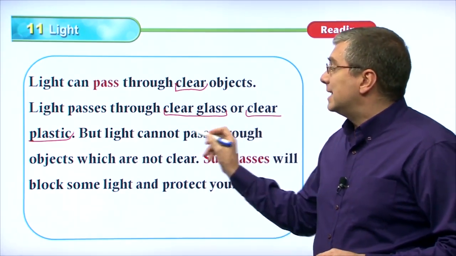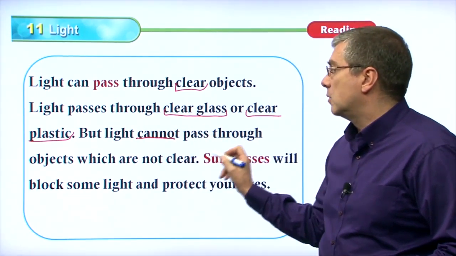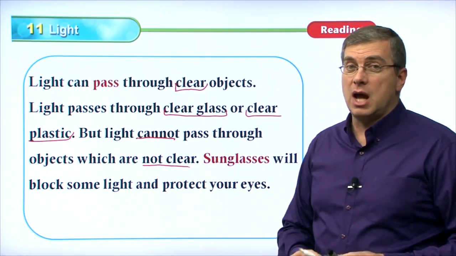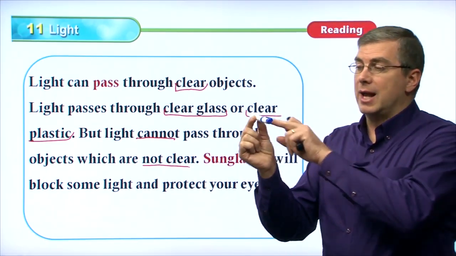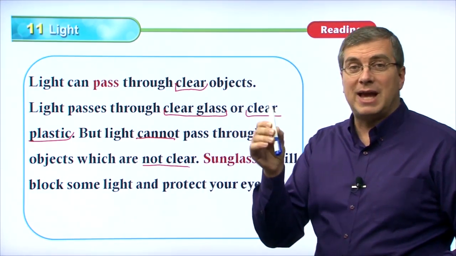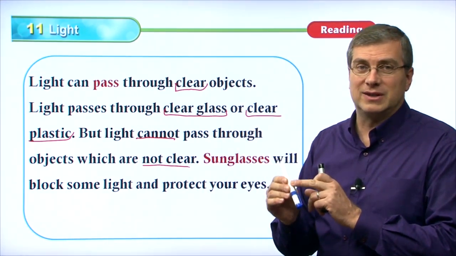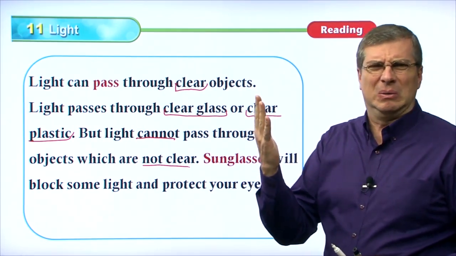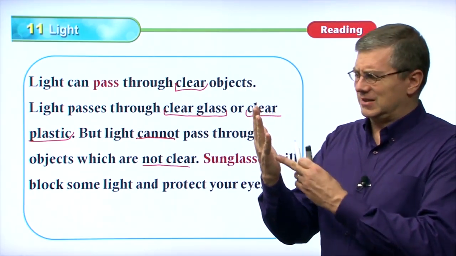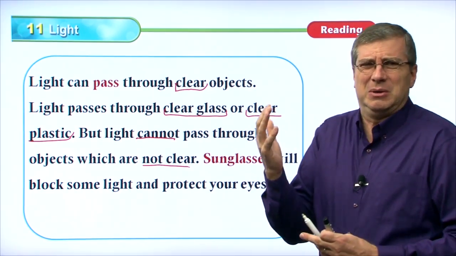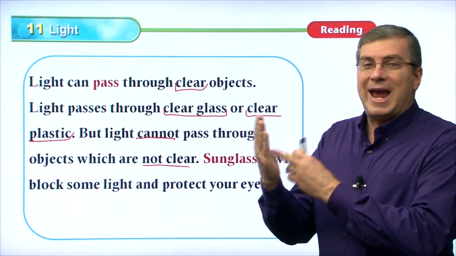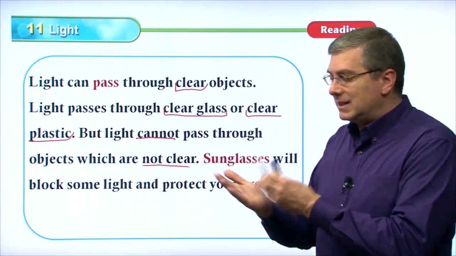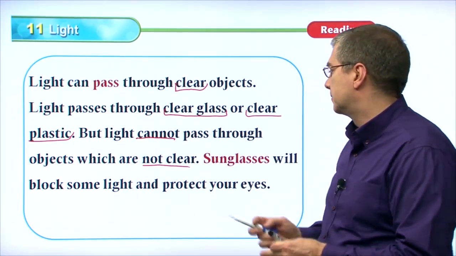But light cannot pass through objects which are not clear. There are many objects that are not clear. This pen is not clear. I can't see through it. Sure, it's made of plastic, but it's not clear plastic, right? My hand is not clear. That would be horrible, right? I could see all the veins and maybe the bones. Ugh, that would be weird. But thankfully, my hand is not clear. Light can't pass through my hand.